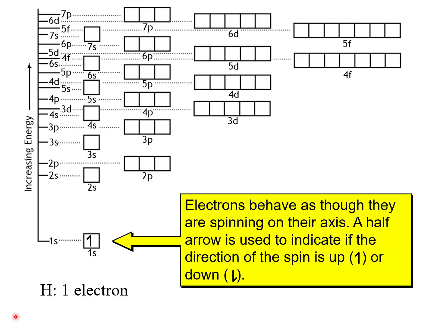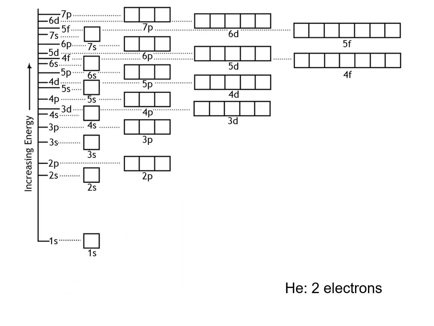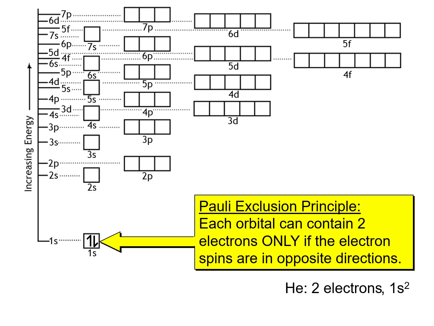The electron configuration would be 1s1. So what this tells us is that we have a 1s orbital with 1 electron in it. So let's go on to the next one, which is helium. So we have 2 electrons. So we say, all right, well, I can get a maximum of 2 electrons in each one.